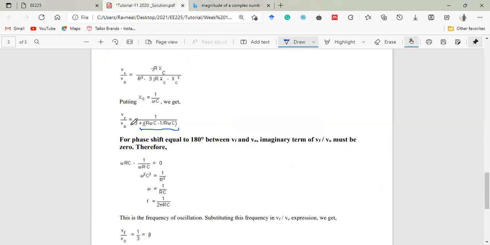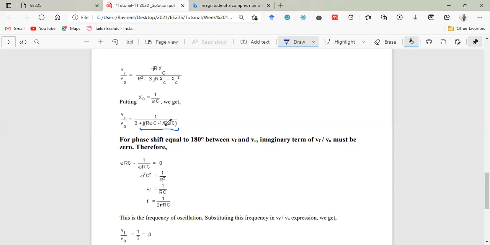So in this particular case, this particular term has to contribute a phase shift of 180 degrees. So Vf upon V out, this imaginary part, has to be equivalent to 0, right? The imaginary term has to be equivalent to 0. So what we do is we take this particular term and equate it to 0, and we can solve for omega.